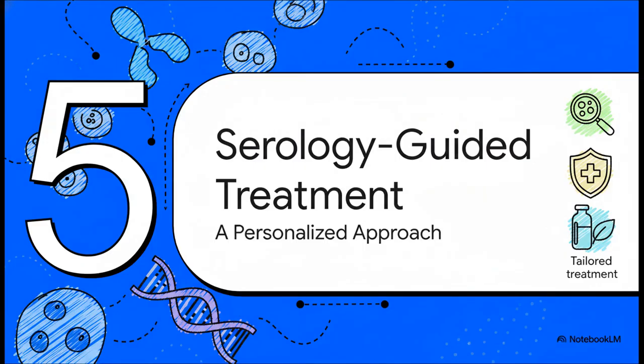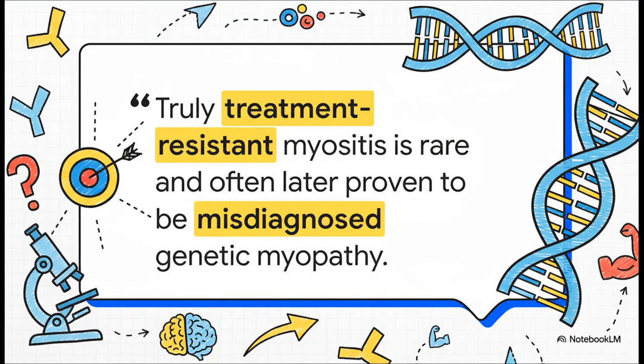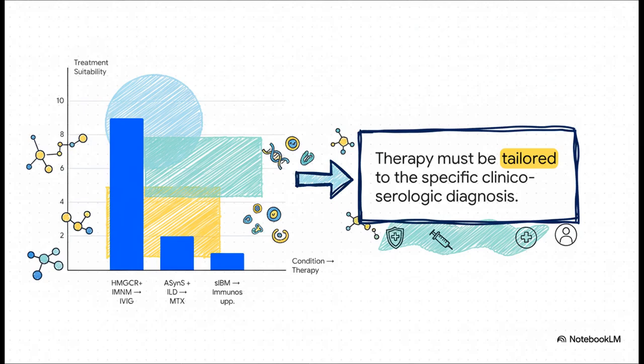And finally, let's connect all this precise diagnostic work directly to treatment. Because, let's be honest, that's the ultimate goal, right? This new framework lets us really start to individualize therapy. This is such a critical point. If a patient isn't responding to what should be appropriate therapy, your first thought shouldn't be to just escalate immunosuppression endlessly. It should be to go back and reevaluate the diagnosis. With the big exception of sporadic IBM, if your patient isn't getting better, you've got to ask yourself, do I have the right diagnosis?